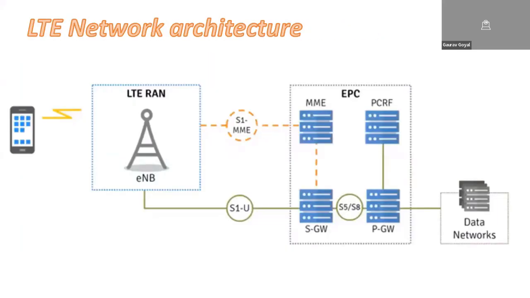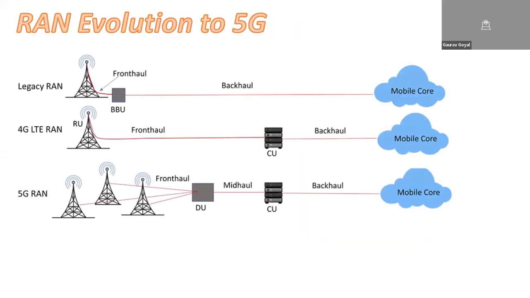Then we have gone through the LTE network architecture. Here we have reviewed the main nodes in LTE. So if you are an LTE operator today, you are an end-to-end operator, where you have your own radio access network and your own EPC. So you will not directly jump to 5G standalone, but first you will work in the non-standalone mode. Then we have seen the evolution of mobile RAN, right?